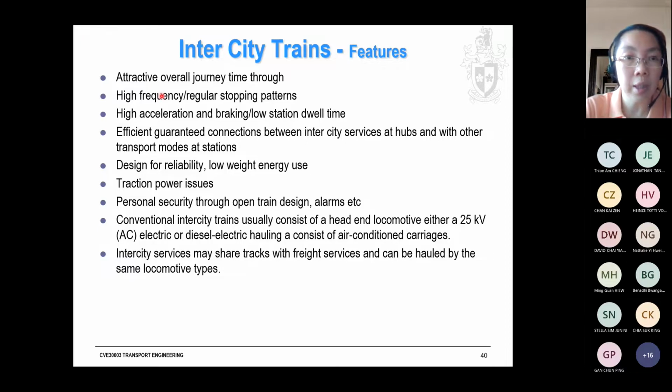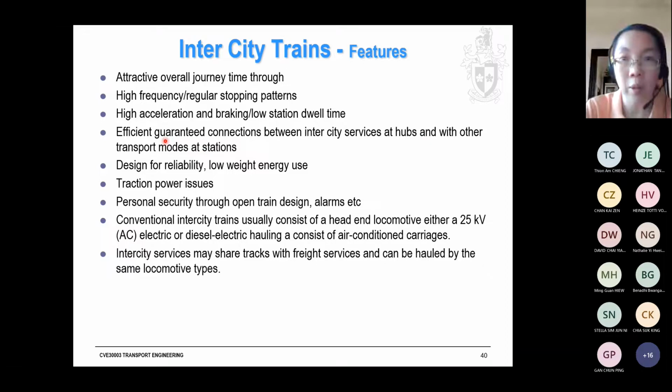All right, so other features, we'll look through these other features. Attractive overall journey time through high frequency or regular stopping patterns at all the different stations along the way, okay? And high acceleration or braking, low station dwell time. Again, it will stop at the station for a short time only. Efficient guaranteed connections between intercity services at hubs with other transport modes at station.